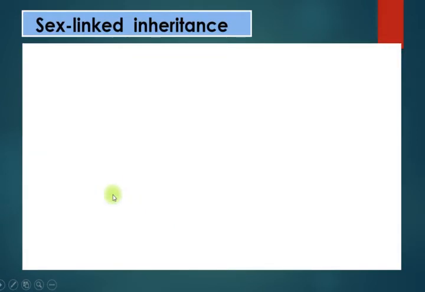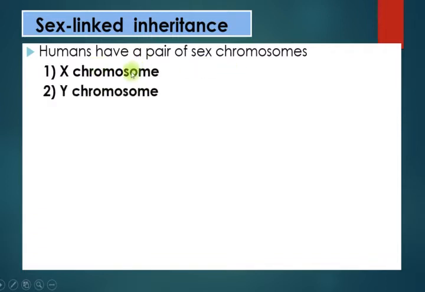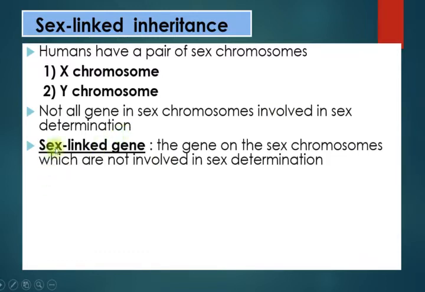Now we go to sex-linked inheritance. Humans have a pair of sex chromosomes, so we are going to discuss the inheritance that involves the sex chromosomes, which are the X chromosome and the Y chromosome. Not all genes in the sex chromosomes are involved in sex determination, so there is a sex-linked gene.